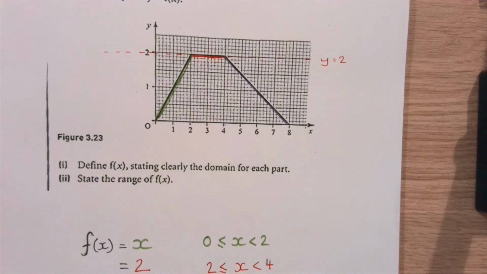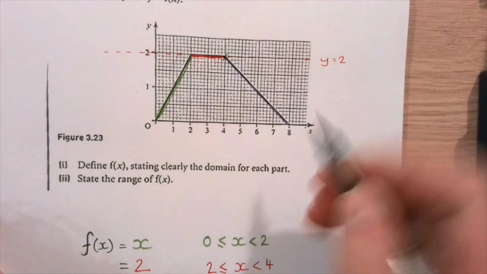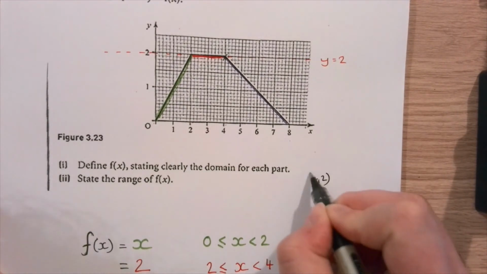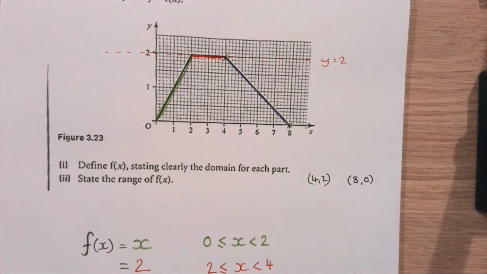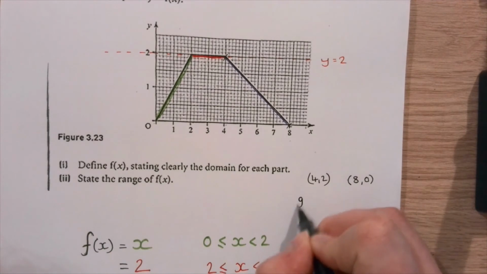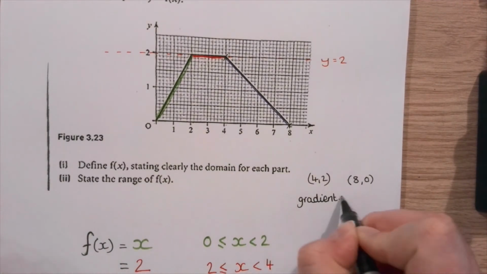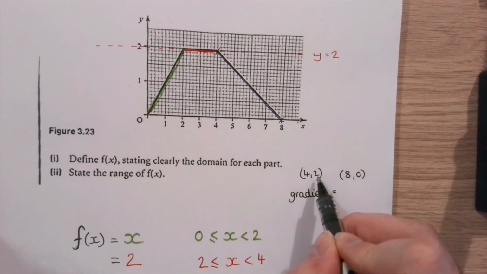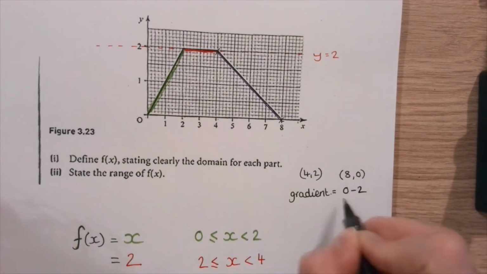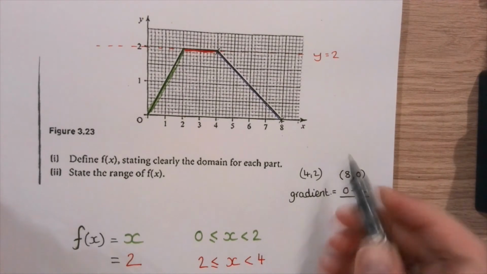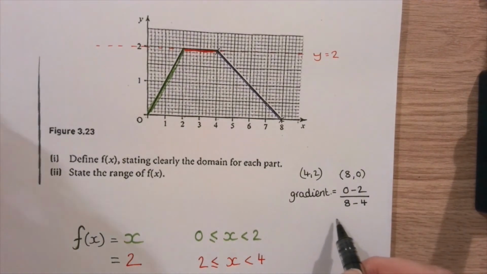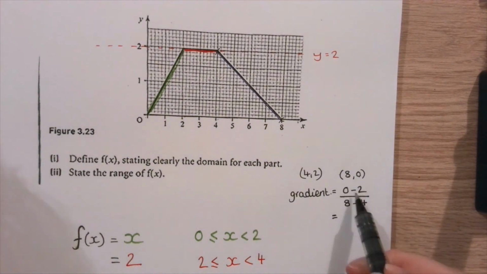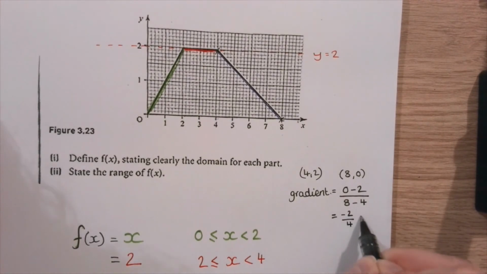So what I'm going to do is take 2 coordinates. I'm going to go 4, 2 as one of my coordinates, and 8, 0, just because it's one either end, nice values to work with. So I need to work out my gradient. My gradient is going to be my change in y, so 0 take away 2, over my change in x, 8 take away 4. If you're not too sure of that, please make sure that you revise equations of straight line graphs. There's the gradient, so I get negative 2 over 4, which I'm just going to simplify to negative a half.